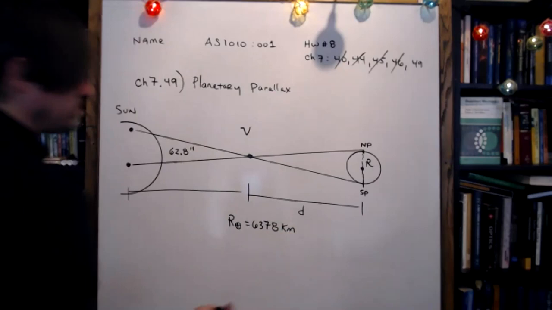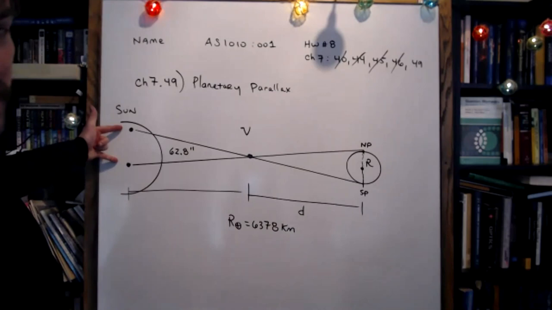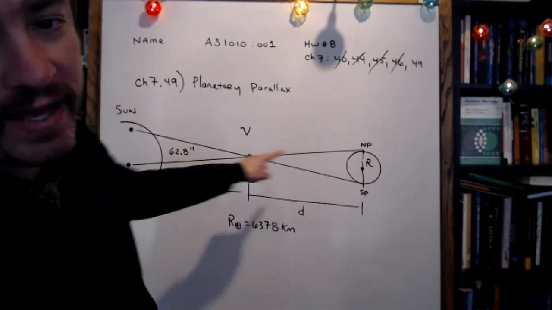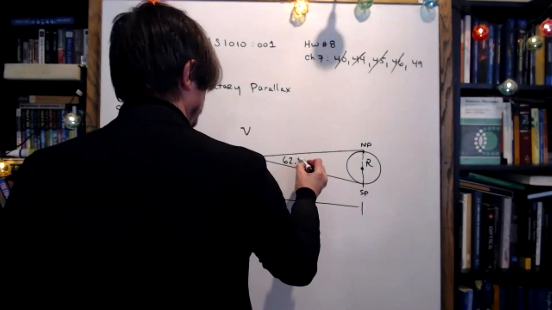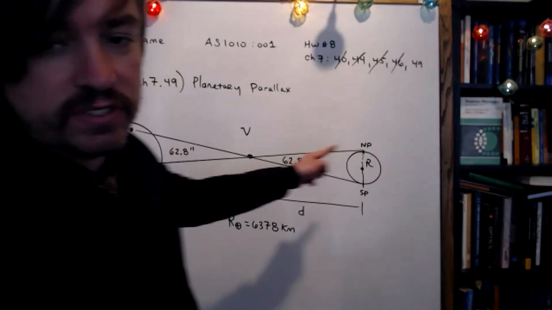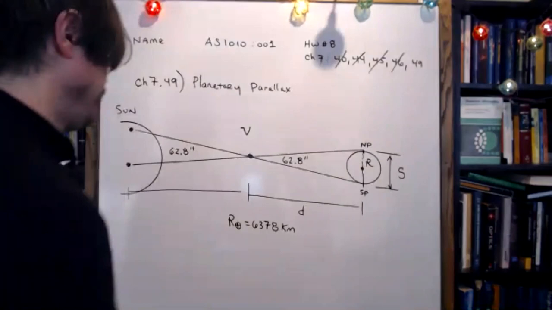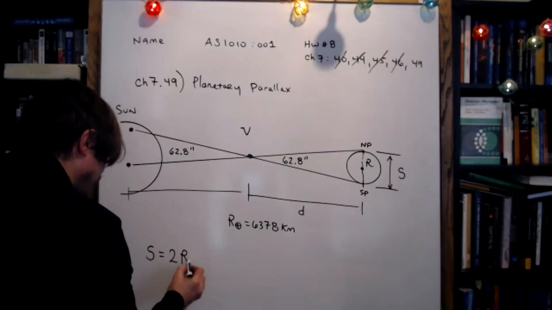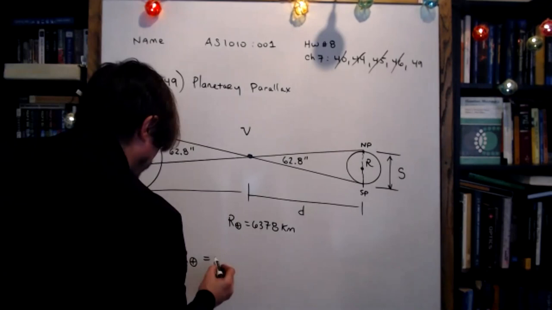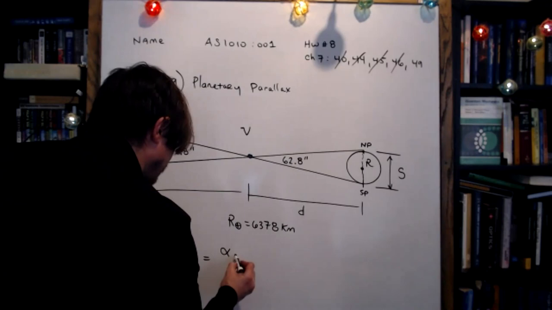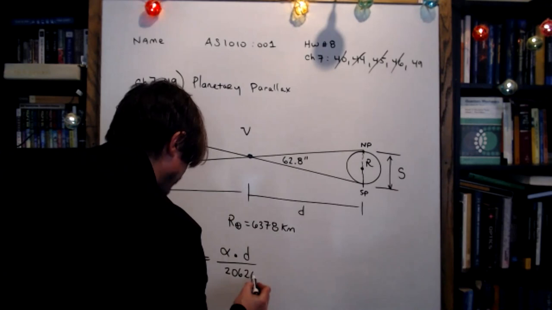In other words, they measure an angle of 62.8 arc seconds between these two spots, but they know by alternate interior angles that this angle has to also be 62.8 arc seconds. And now we're going to use the small angle formula, part two. Let's call the diameter or the size of Earth S. S, the diameter of Earth, is twice the radius of Earth. And by the small angle formula part two, that's alpha times the distance over 206,265 arc seconds.